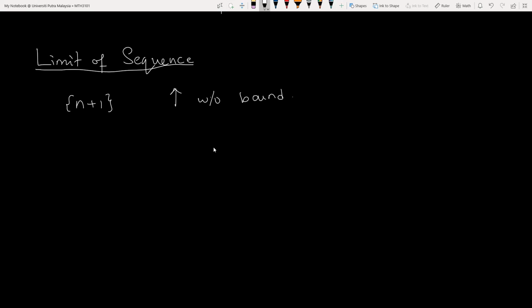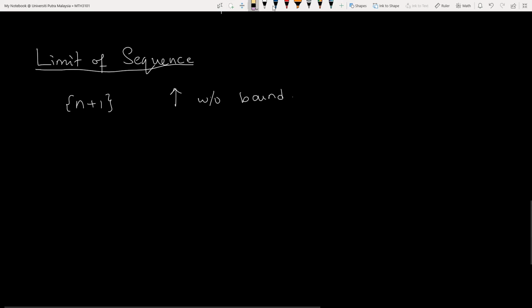Why? Because let's say if n equals to 1, the first term is 2. N equals to 2, the term is 3. N equals to 100, the 100th term will be 101 and so on. So when n goes to infinity, the term will also go to infinity. It's increasing without boundaries.